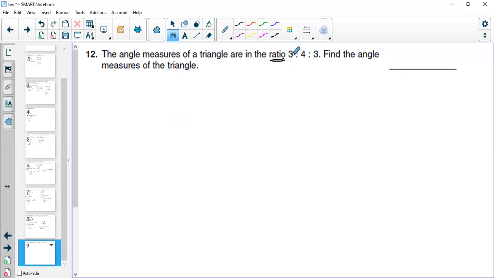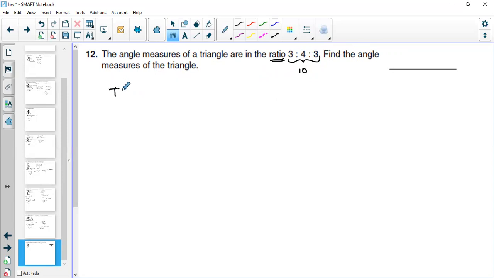So the same theory applies here. The triangle angle has been divided into some parts. So to find those parts, we need to add these 3 numbers. Okay, so when you add these 3, you will get the sum as 10. 3 plus 4 plus 3, that is 10, which means something has been divided into 10 parts. Now in this case, the angle has been divided in 10 parts.